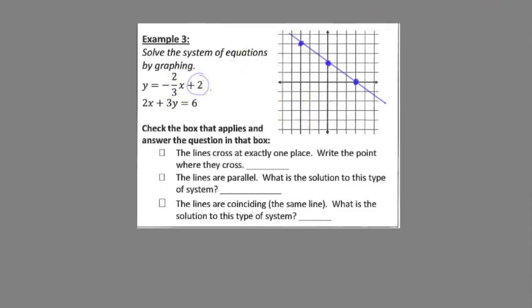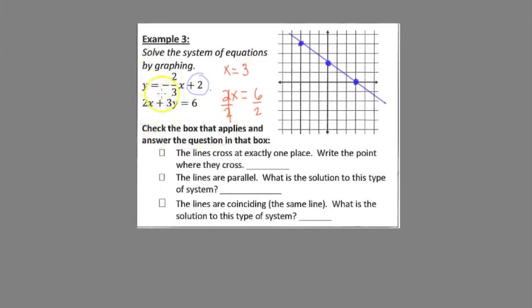The second line, I am going to use the cover-up method. So I'm going to cover up, I'm going to solve for x first. So if I cover up my y, that is going to leave me with, let's write it off to the side, 2x is equal to 6. And I get to solve. Divide both sides by 2. So my x is equal to 3.